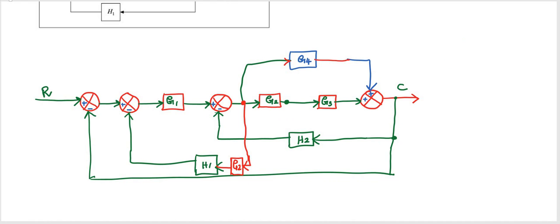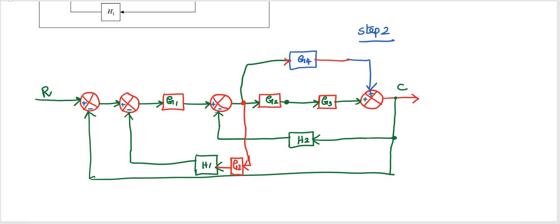After finishing this, what I have to do? I have to apply the next rules. Here see, G2 and G3, both are connected in series or cascade. Again, G2, G3 and G4 connected in parallel. Here H1 and G2 both are connected in series. Now I am going to reduce these blocks. That is the step number 2. So I'll write the step number 2.